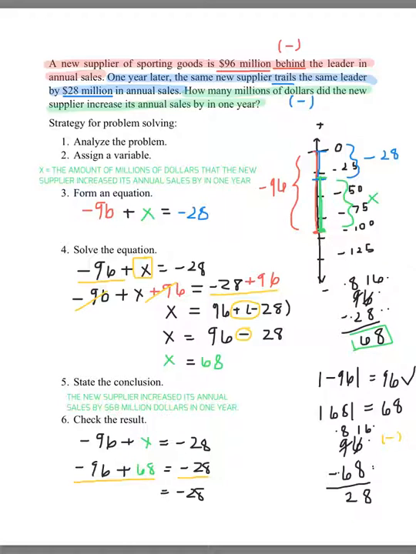But since the 96 was a negative, this is going to leave us a negative 28. Again, that came from the fact that our original 96 was negative. So therefore, we're going to have a negative 28 on the left. And now the question is, is the left side equal to the right side? Negative 28 is indeed equal to negative 28. So our solution is correct.